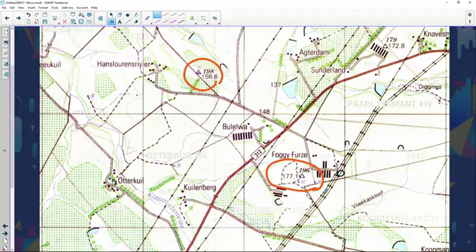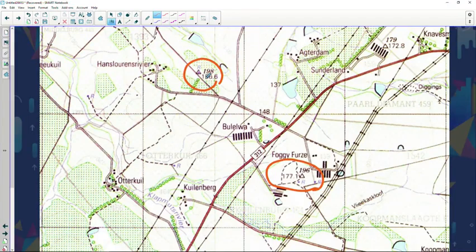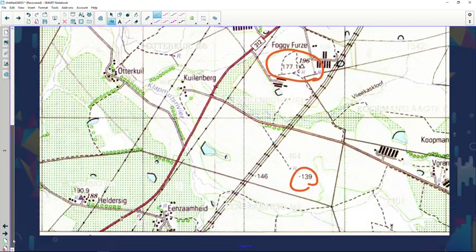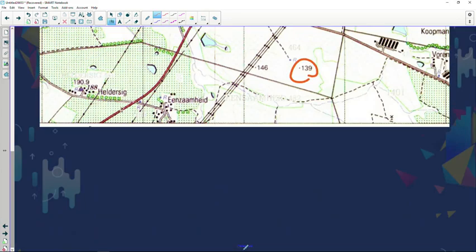Now keep in mind, a trig beacon consists of two numbers. The bold italic number is the trig beacon number. It's not the actual altitude. It's 156.6 meters. If you look at trig beacon 196, it's 177.1 meters. Now let's quickly continue on the bottom of the page.